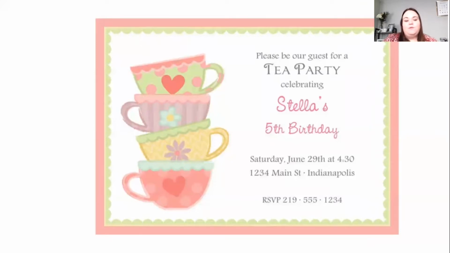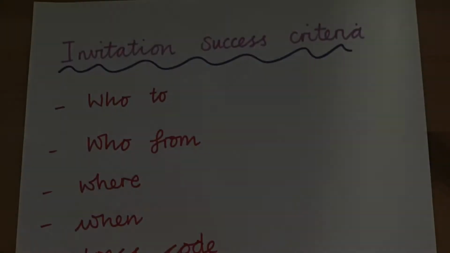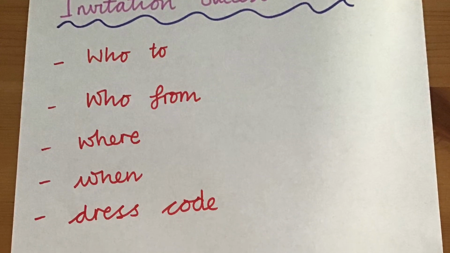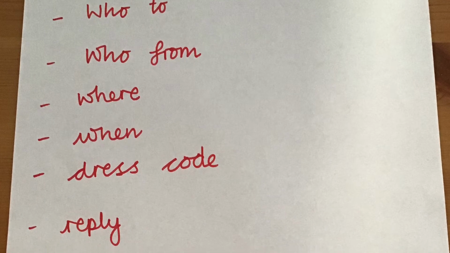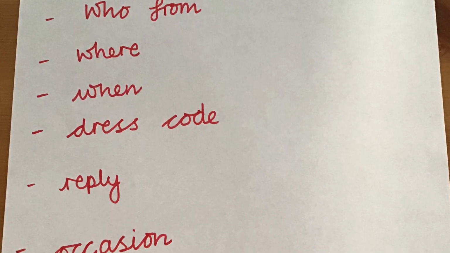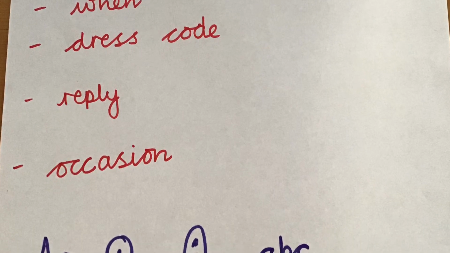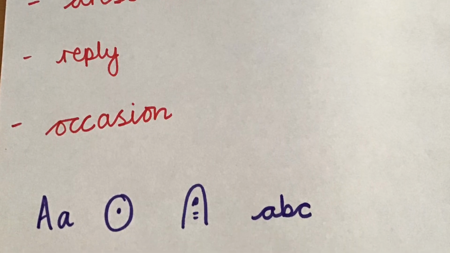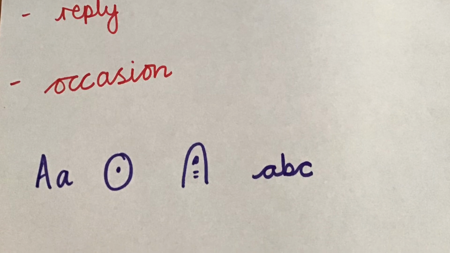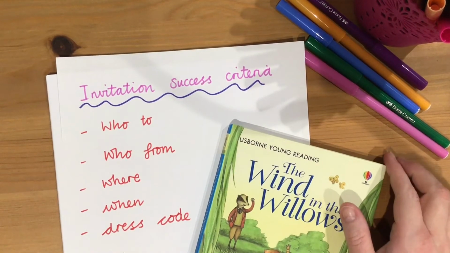Now I want you to pause the video and have a think about what we need to include in an invitation for it to be a successful invitation. Pause here. Here's our success criteria. We need to write who to, who from, where, when, have a dress code, reply time, what the occasion is, and we need to remember our punctuation, capital letters, full stops, finger spaces, and of course don't forget neat handwriting. Now we're ready to write our invitations.